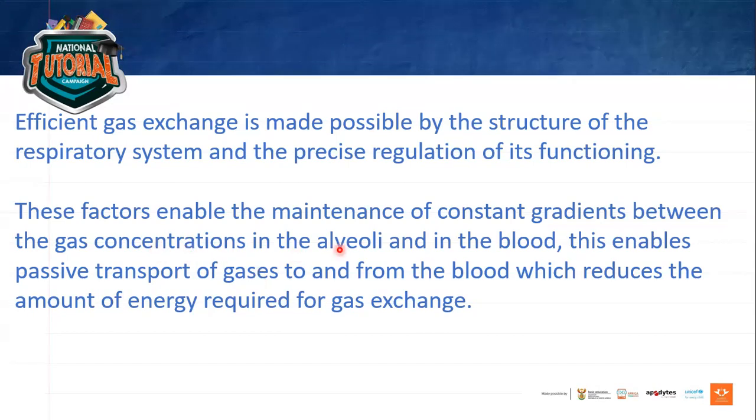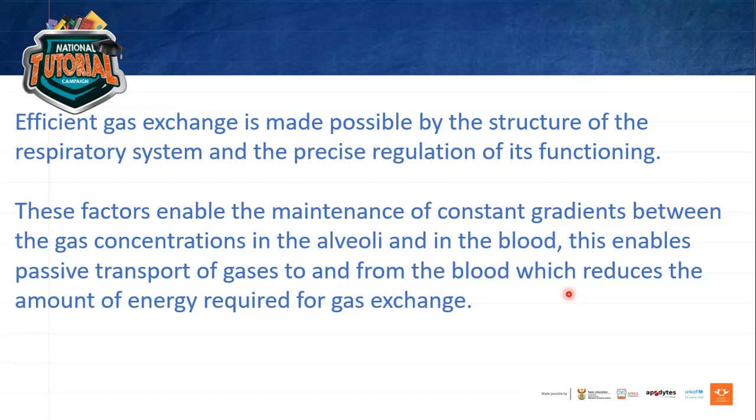And where does this happen? In the alveoli and in the blood. As we go deeper with the structures, we will get to understand where the alveoli is based and what is its function. This system, when it functions optimally, it would enable the passive transport of gases. The gases I'm talking about are this oxygen and the carbon dioxide to and from the blood, and therefore reducing the amount of energy required for gas exchange.